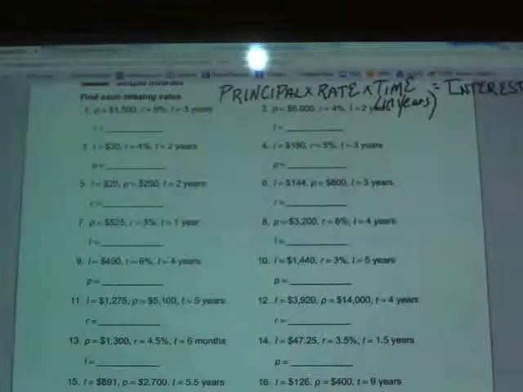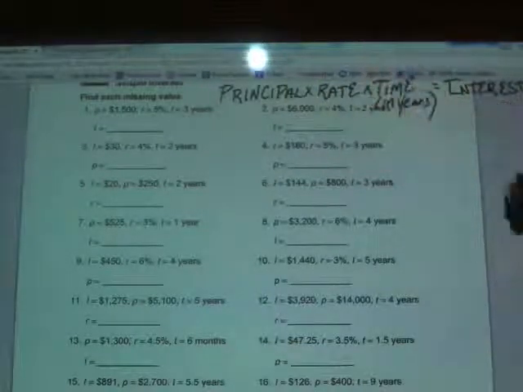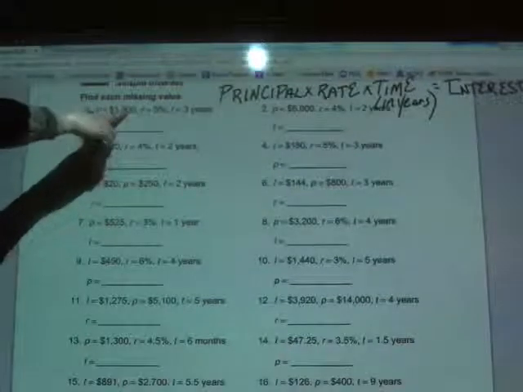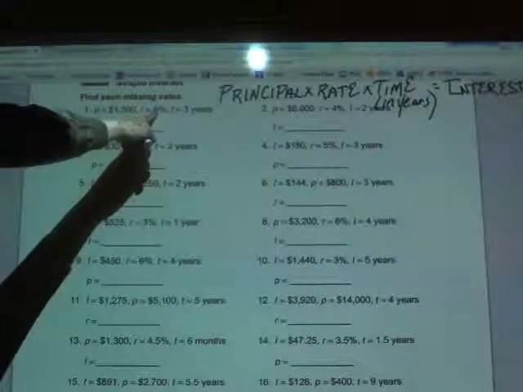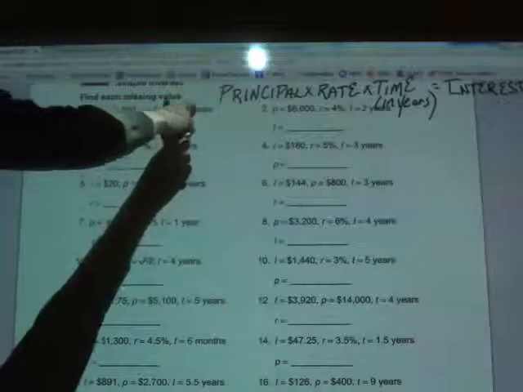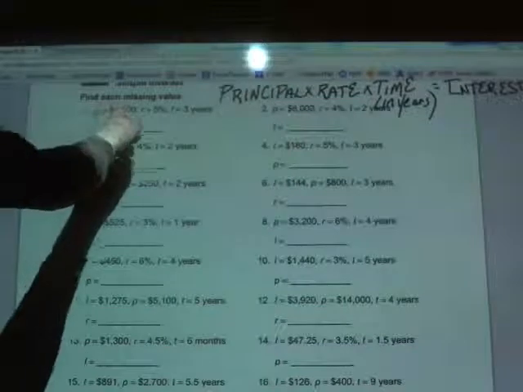So the ideal questions will be ones that give us principal, rate, and time, because if we're finding interest, all we have to do is multiply these three together, and that's going to be our answer. So for instance, in number 1, that's exactly what they're asking me to do. They're asking me to find the interest. So all I have to do is take the principal, which is $1,500, multiply that by the rate, 5%, which Mr. Smith is going to write as 0.05 because he's going to change it to a decimal, and then multiply that by the time, which is 3. And when we do that, the result is $225.